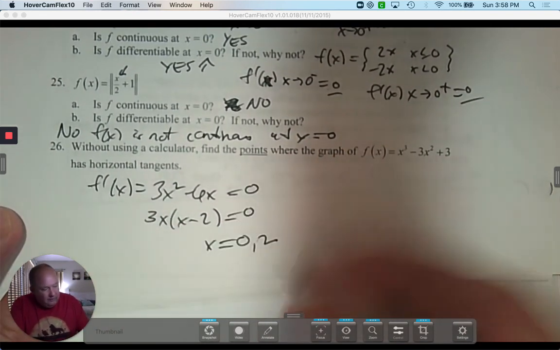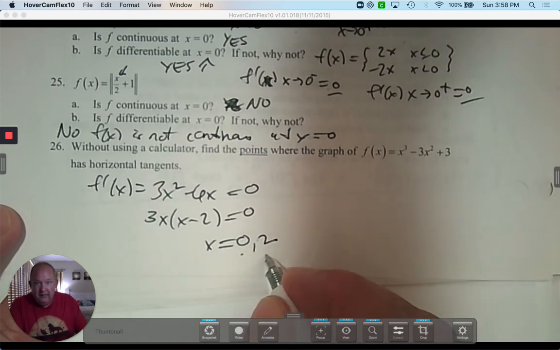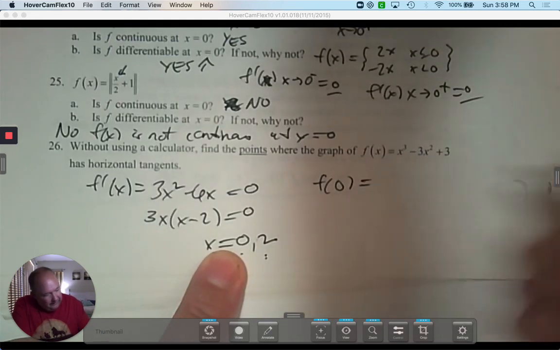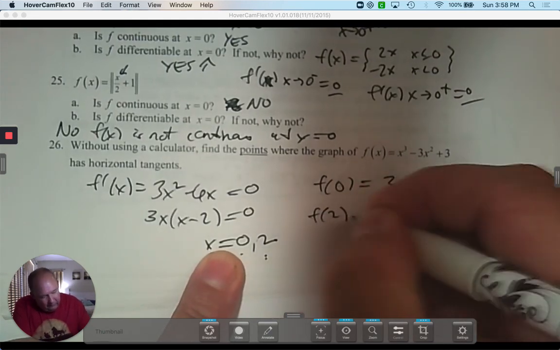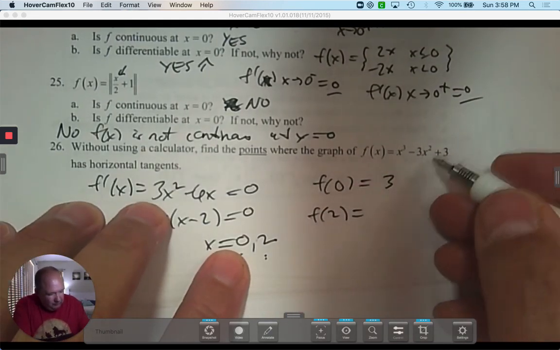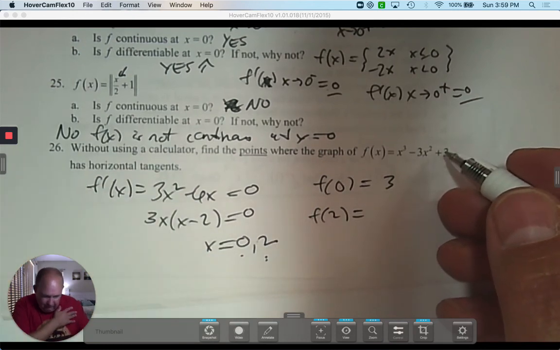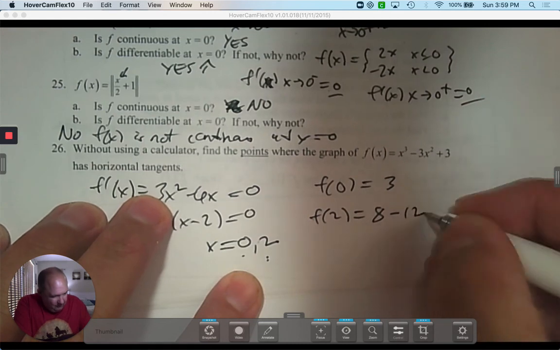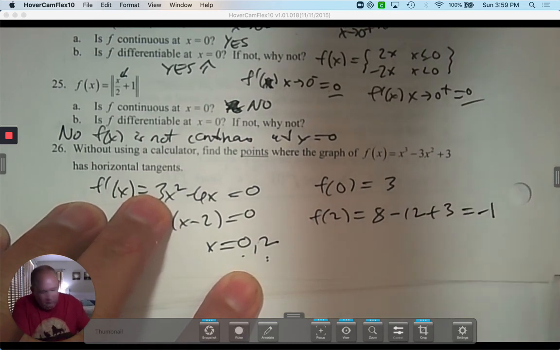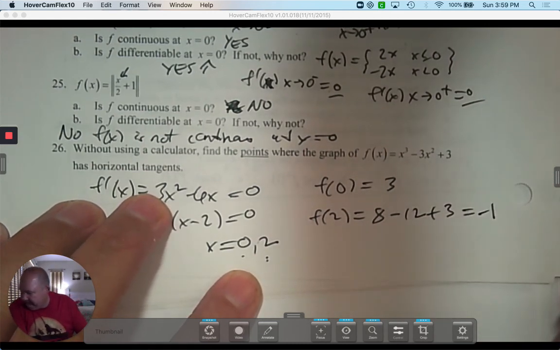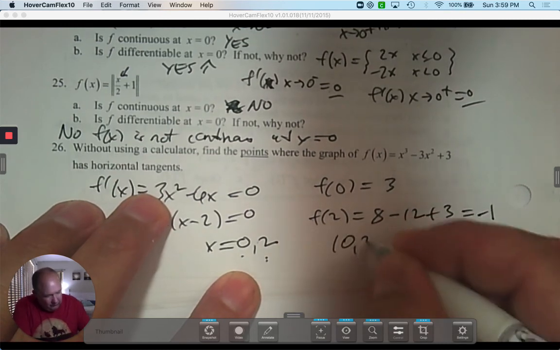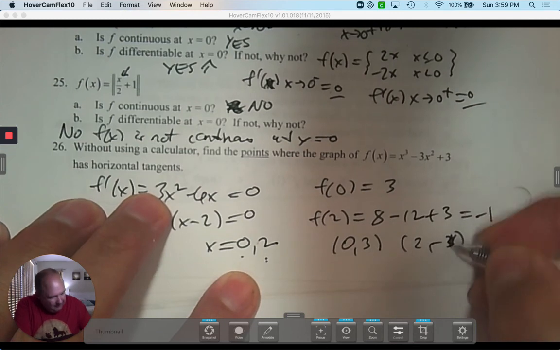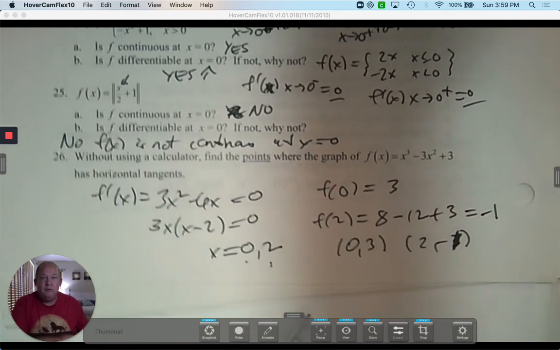So it says find the points. So we got 0 and 2 being the x-coordinates. So if I plug in 0, the answer is 3. If I plug in 2, I get 2 cubed, minus 3 times 2 squared, plus 3. So that's 8, minus 12, plus 3. I think that's negative 1. Let me just make sure. Yes. So at what points? So 0, 3, and 2, negative 3. Or 2, negative 1, I mean.